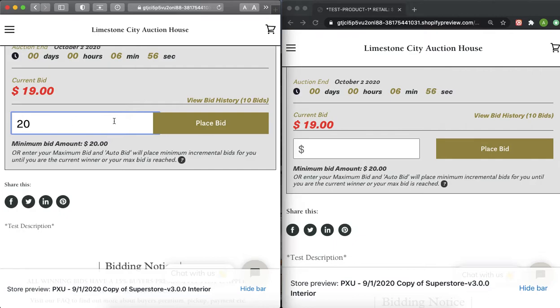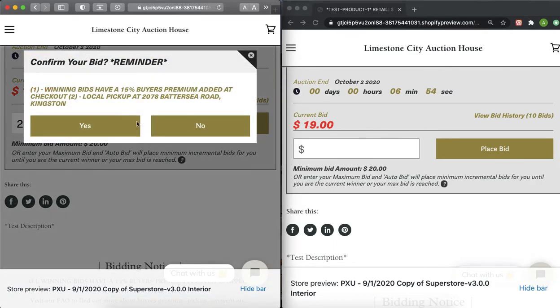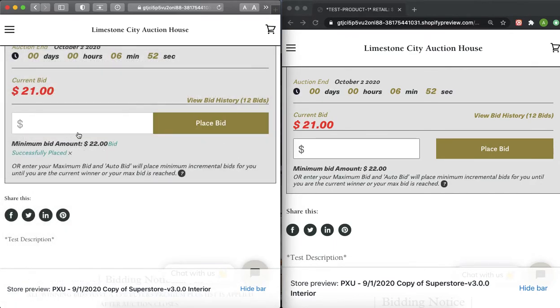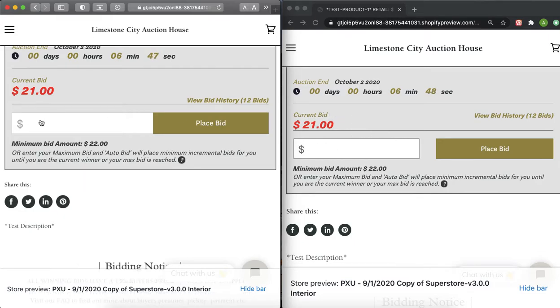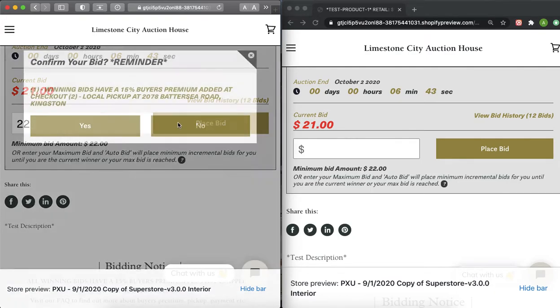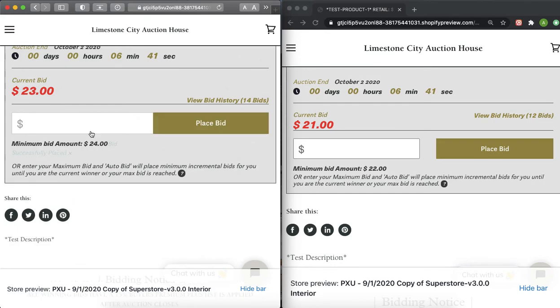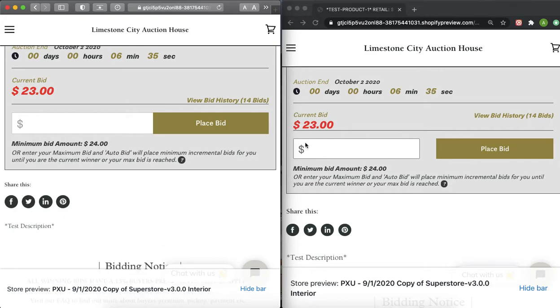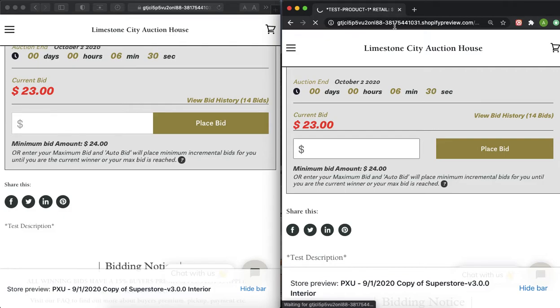If I go to $20 on the left-hand side, when I place the bid, 21, the person on the right-hand side is still winning. Can go 22. It happens again. You can see in this scenario, the green and the red doesn't work quite as well because it's showing it in red on the right-hand side. If I refresh the window, that'll solve it.